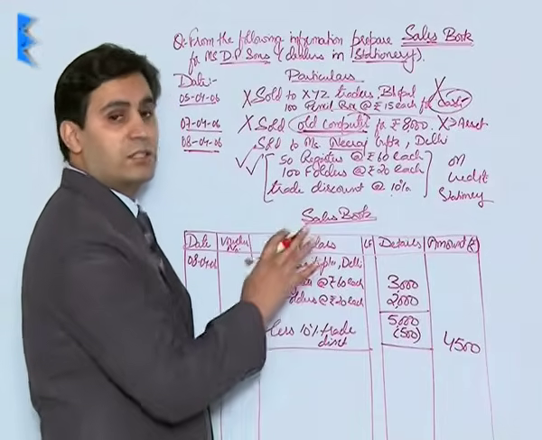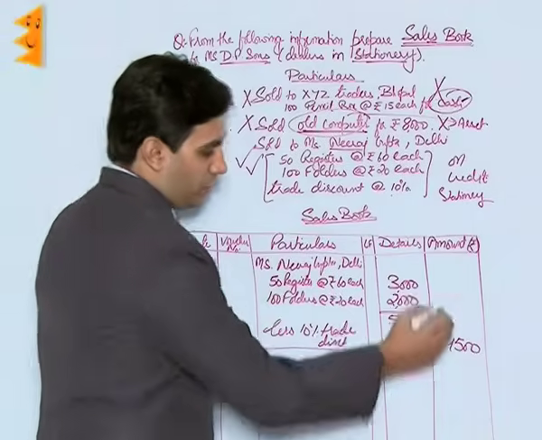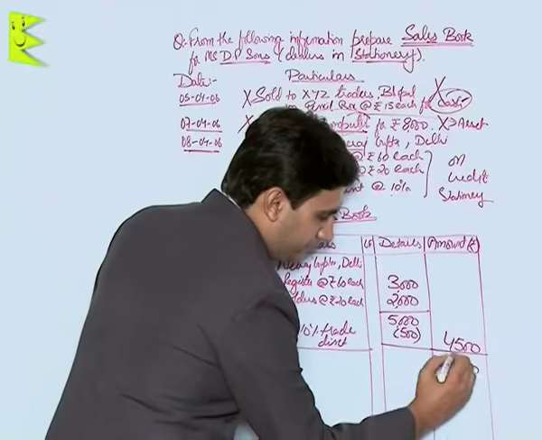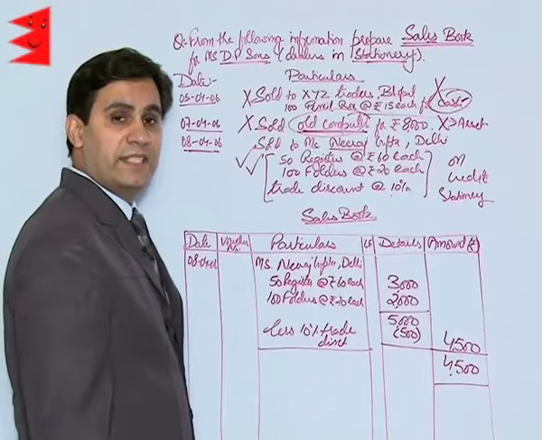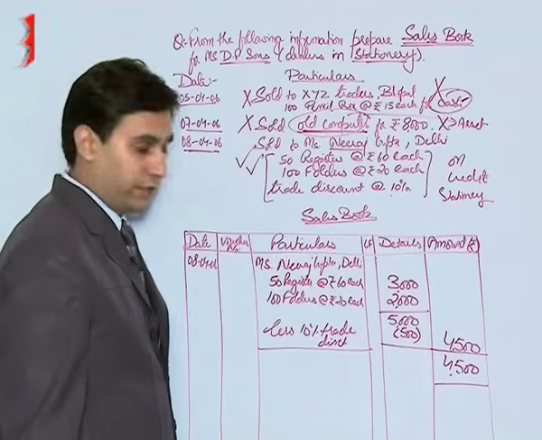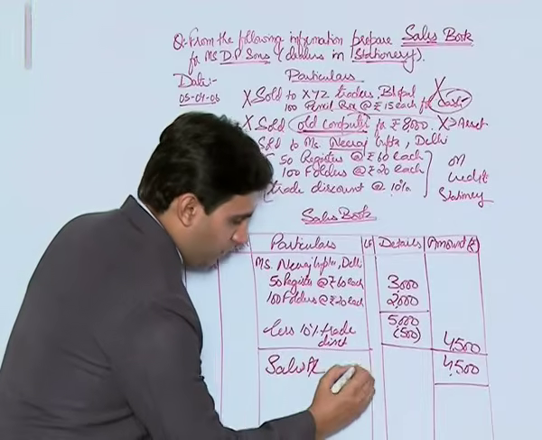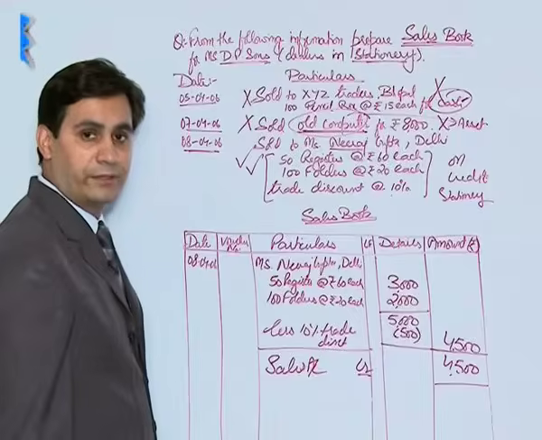Now, in this case, there is no other transaction that will be recorded in the sales book. So let us total out the sales book. The total would be 4500. Now, sales account, that is any sales that we incur are credited. So this amount would be posted to sales account on the credit side. So we'll write sales account credit.